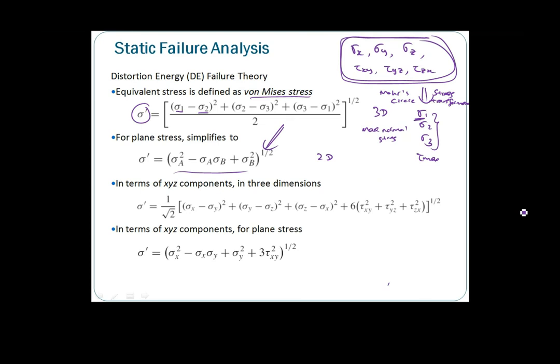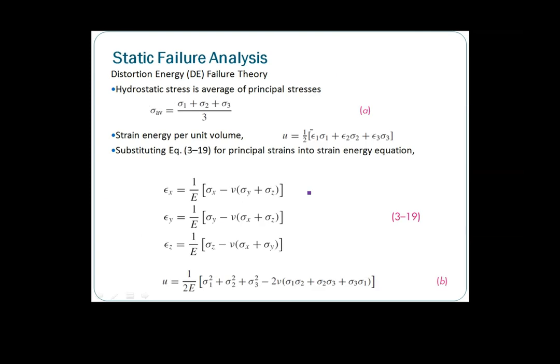In the case that you do not have the principal stresses and you don't want to transform them, you can directly use your sigma x in terms of the XYZ components. You can find your equivalent stress also, in plane or three-dimensional, by just substituting into this equation. All right, so how do we get this equivalent stress? Looking into the theory itself, we just quickly go through it. Hydrostatic stress is basically the average of our principal stresses. So sigma 1, sigma 2, sigma 3 divided by 3 is our average stress. Okay, so that's the first one done.